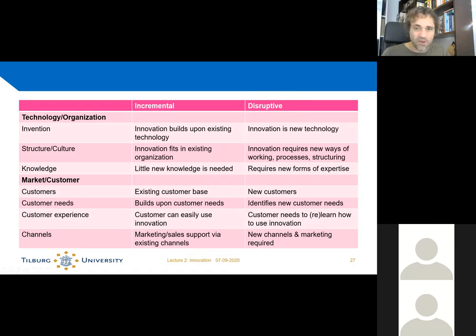Apple used to be a brand which was very niche. It was only for people in the music industry and in the design industry. But now Apple is for everyone with enough money. So an innovation can build upon existing needs or can identify new needs.